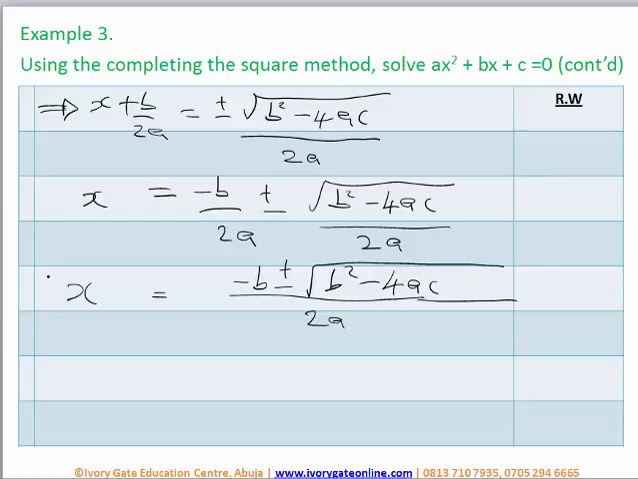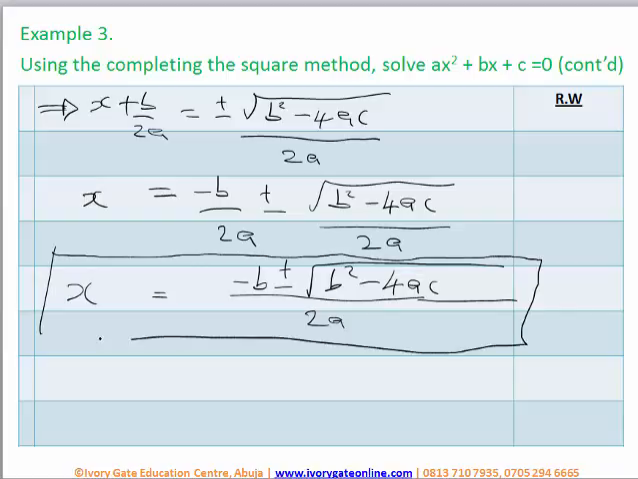This gives us the final answer, which is what we know as the formula method. Therefore, the solution of the quadratic equation ax squared plus bx plus c is equal to 0 is the value of x given by minus b plus or minus square root of b squared minus 4ac over 2a. With this, you have seen that the formula for the quadratic equation was actually derived from the standard form using completing the square method.